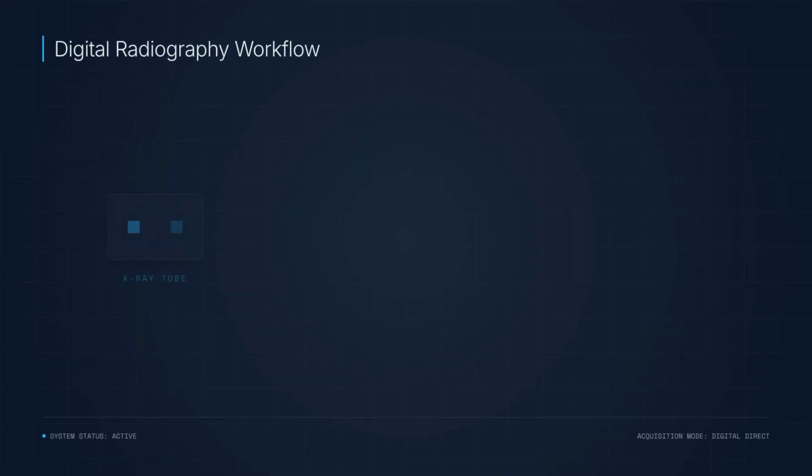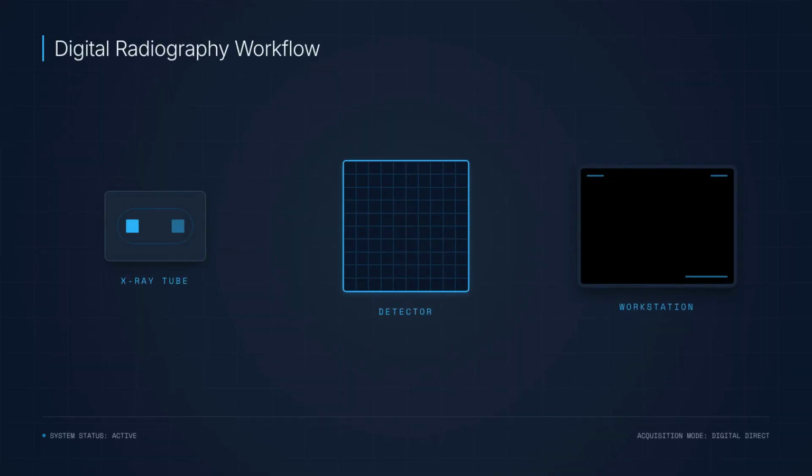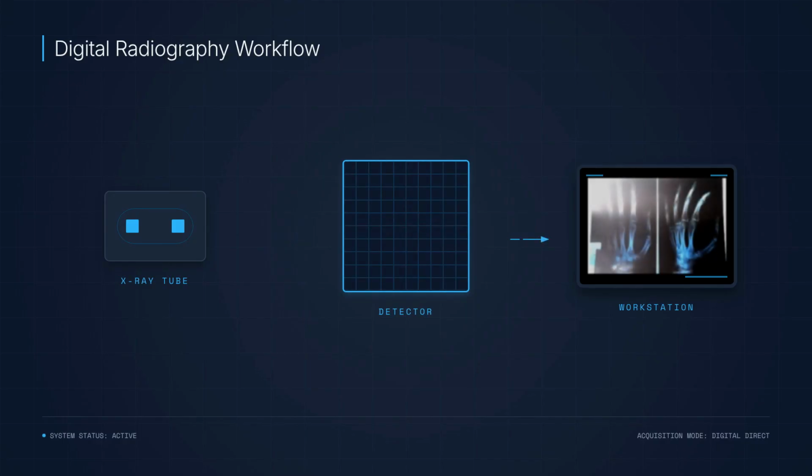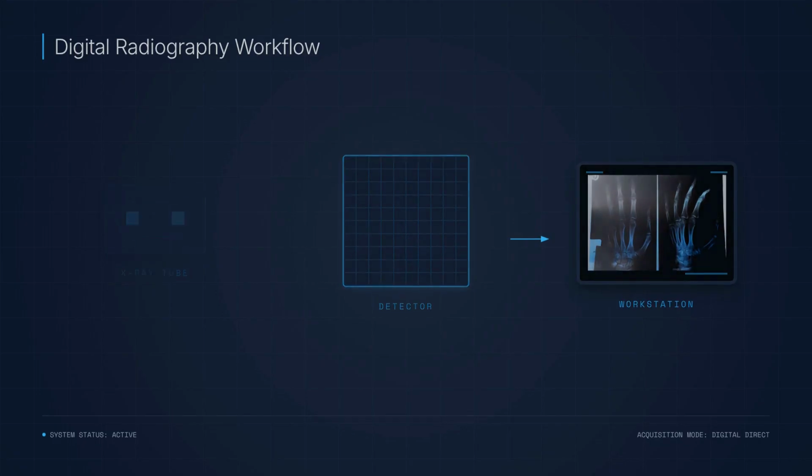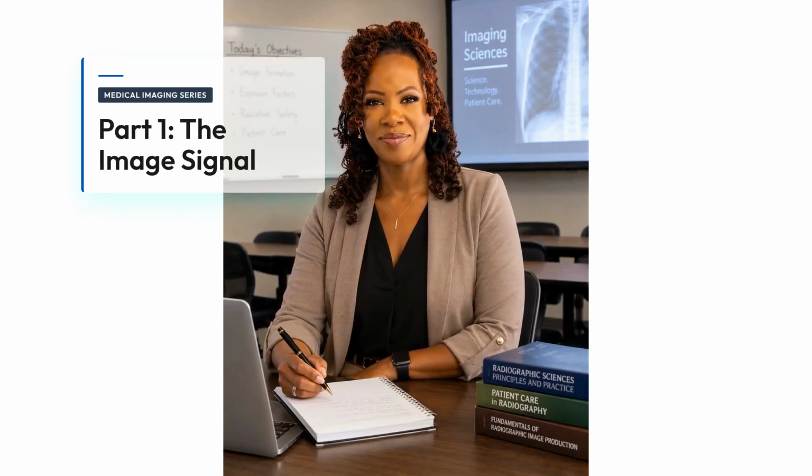Between the X-ray exposure and the final displayed image, the system performs several important steps to ensure diagnostic quality. Before the image is displayed, the imaging system converts, corrects, analyzes, and processes the acquired data to produce the final image you see on the workstation. It all begins with the image signal.